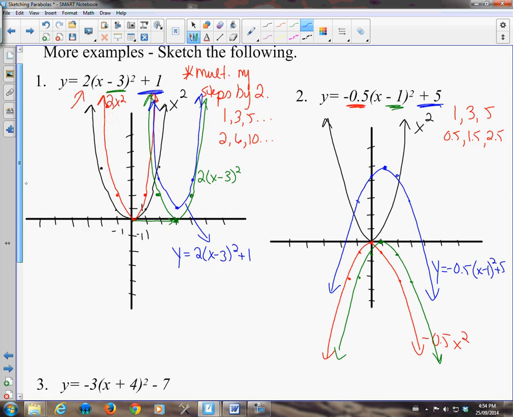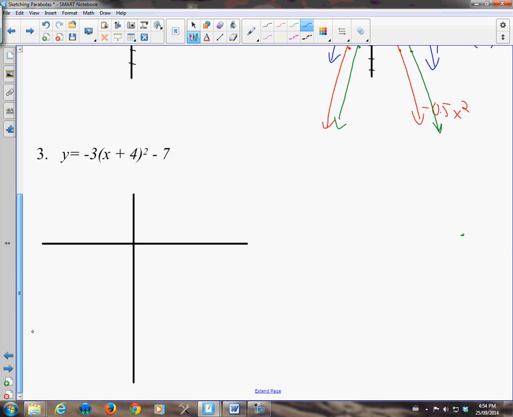Last one, we'll do the other way. So if we're going to do this the other way, then we're going to get our vertex. Our vertex is -4, opposite the p number, and -7. So put a little scale on here. 1, 2, 3, 4, and 1, 2, 3, 4, 5, 6, 7. There is my vertex.